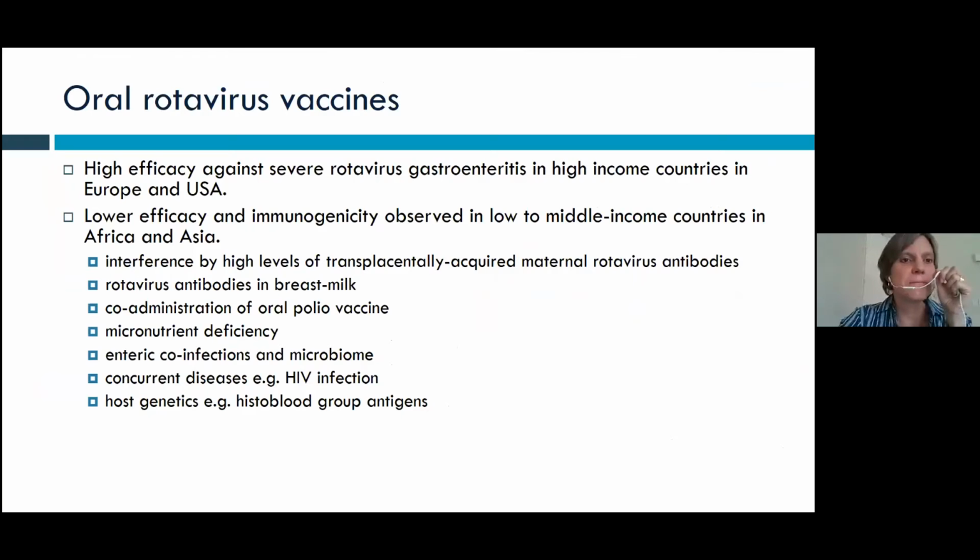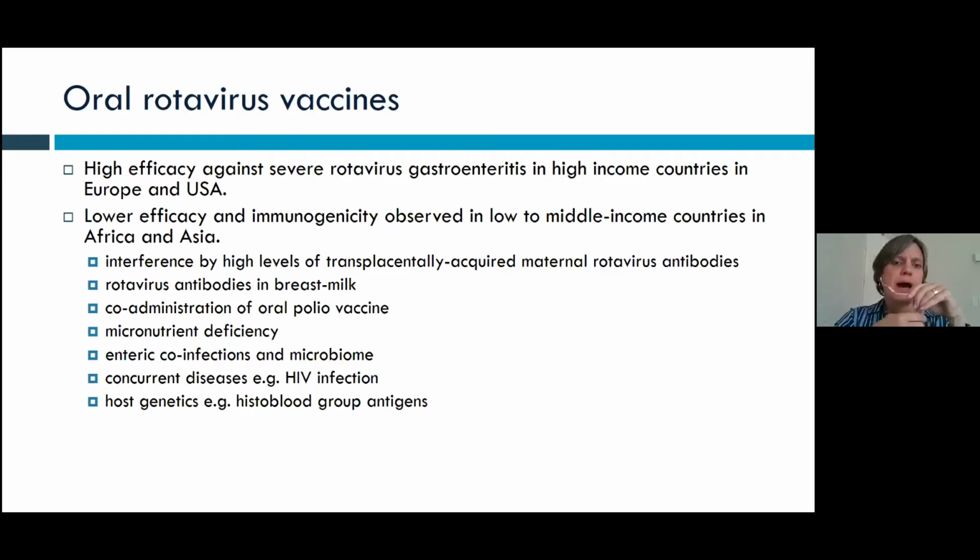However, we do have some issues with the oral vaccines, and it's not just rotavirus vaccines, but all oral vaccines do have some limitations. One of them is that there's been demonstrated to be very high efficacy against severe rotavirus disease in high-income countries, for example, in Europe and the US, and yet there's lower efficacy and immunogenicity in low middle income countries, kind of like in Africa and Asia.